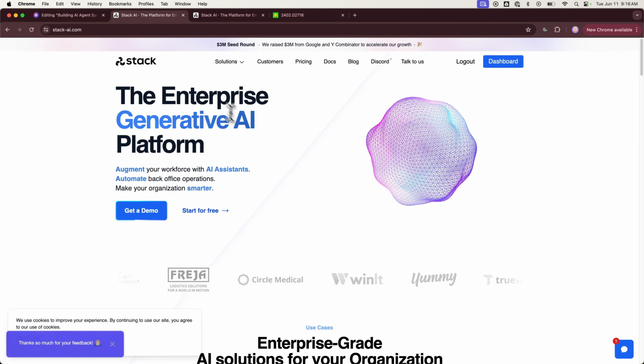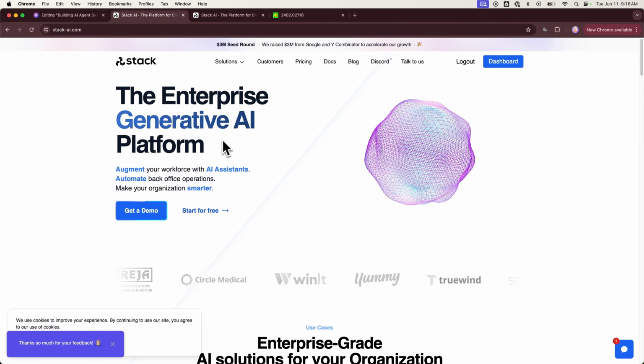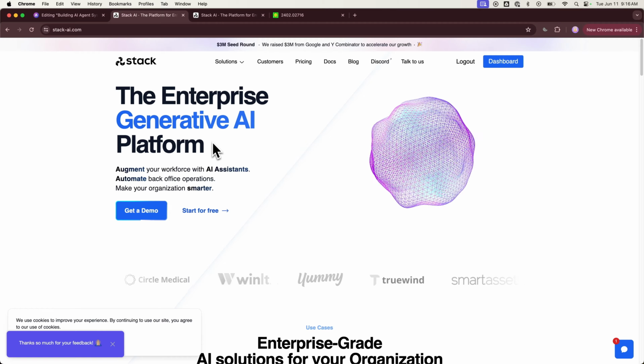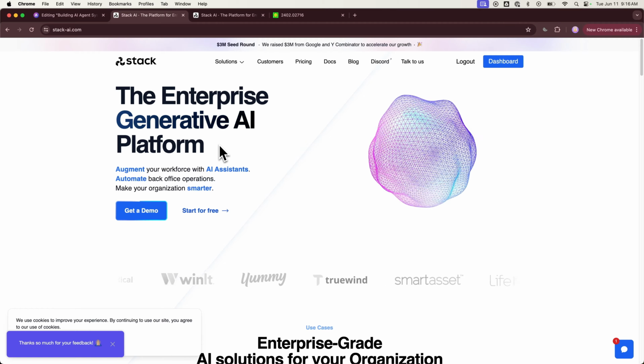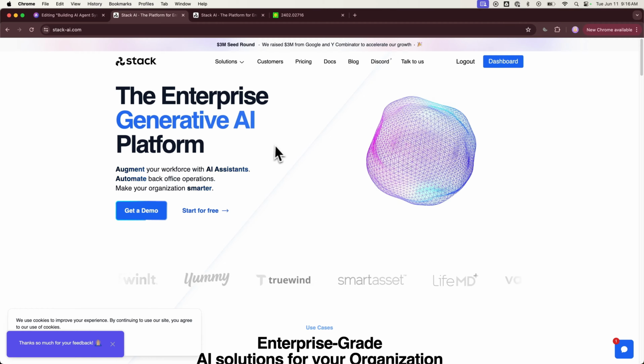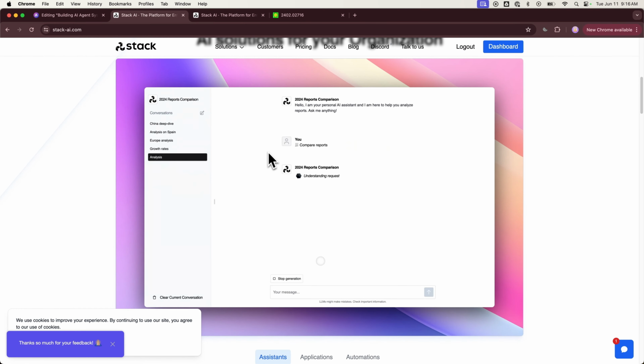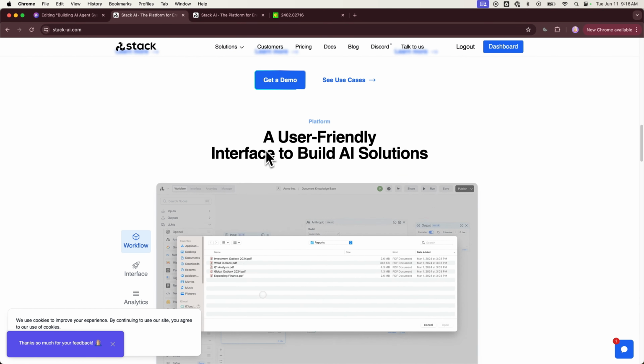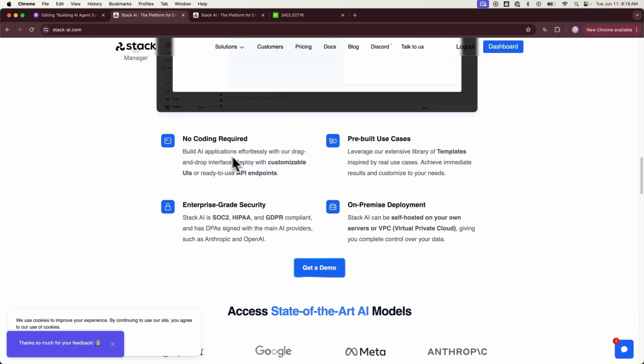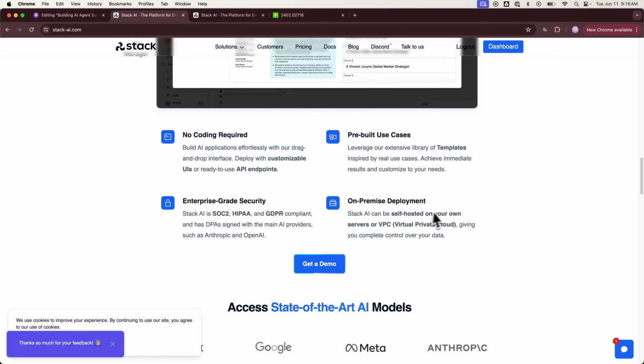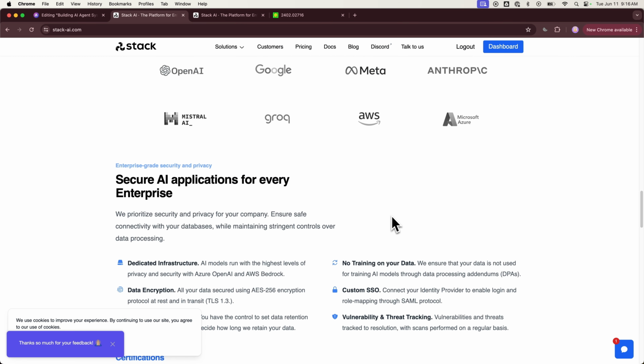All right, I'm going to head over to StackAI. For those of you not familiar with it, this is a low-code agent builder platform. It's really designed for enterprise teams, and it has all kinds of security certifications tailored to the enterprise. You can see no coding required. It has enterprise-grade security with SOC 2, HIPAA, and GDPR. You can deploy it on-prem, all sorts of good stuff.